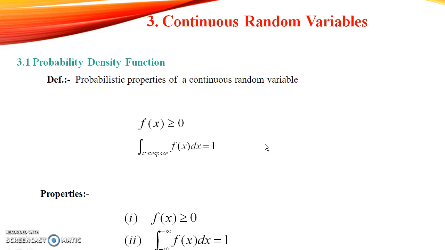The next one, continuous random variable. Continuous random variable means here we are applying the range of real numbers to the outcomes of an experiment. A continuous random variable is defined by a probability density function, with the properties: f of x is always greater than or equal to 0, and the integration over the state space of f of x dx is equal to 1. So the first property is f of x greater than or equal to 0, and the second property is integration from minus infinity to plus infinity of f of x dx equal to 1.